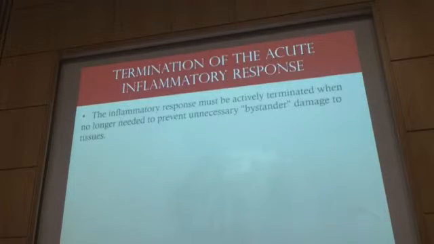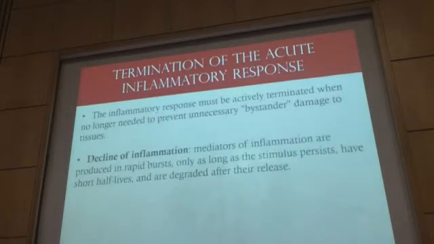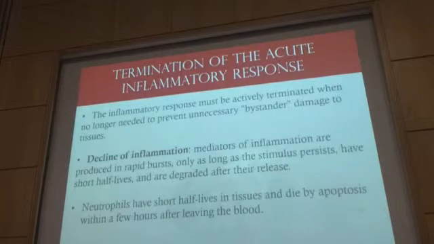Inflammation needs to be actively terminated to eliminate or minimize the bystander damage to the tissues. So it has to be declined by different mechanisms. One is, we mentioned already that a lot of the mediators have a very short half-life. So if there's no stimulus that will cause more production of them, then there will be decline just because they're being either degraded or actively degraded after their release.